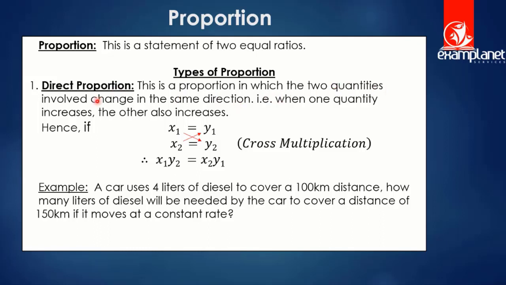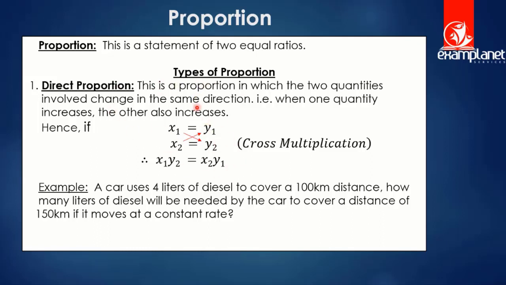This is a proportion in which the two quantities involved change in the same direction. That is, when one quantity increases, the other also increases, and when one decreases, the other also decreases. So we are talking about two quantities here, and how the change in one affects the other. If you increase one, it also causes an increase in the other, and if you decrease one, it also causes a decrease in the other. That's what I mean by a direct proportion.